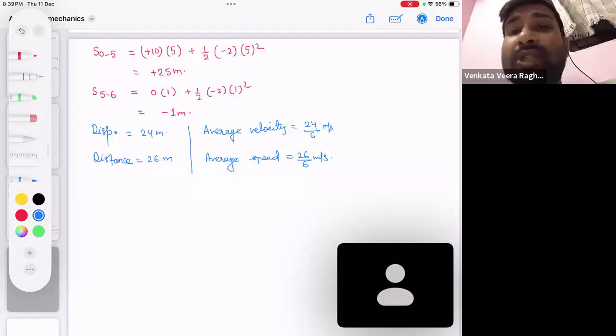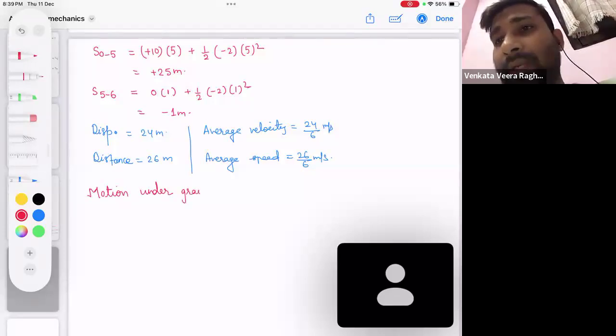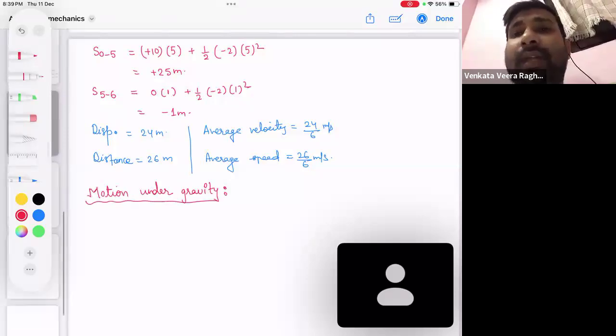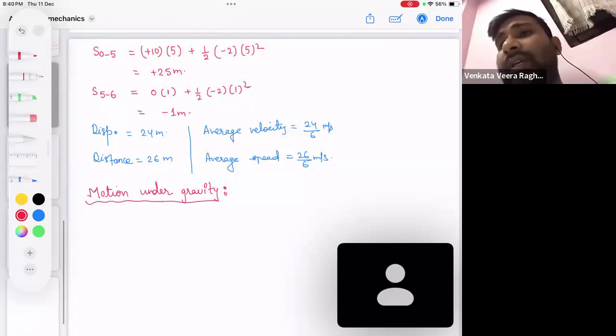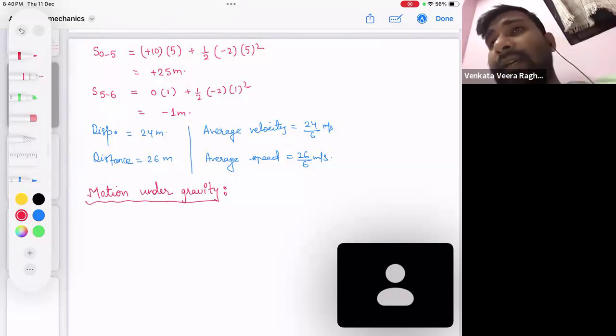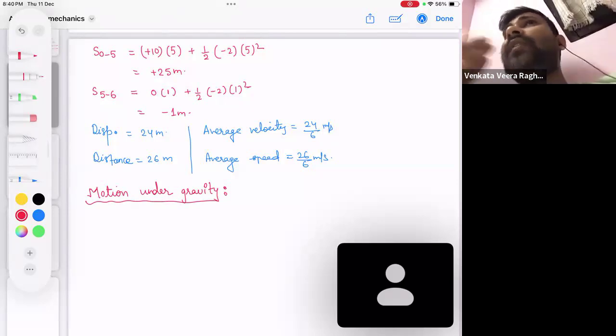What happens in motion under gravity? Tell me, what is the one important factor in motion under gravity? The acceleration is always known to us, isn't it? If a particle is doing motion under the influence of gravity, can I say that the acceleration of the particle is always equal to what? Acceleration due to gravity?